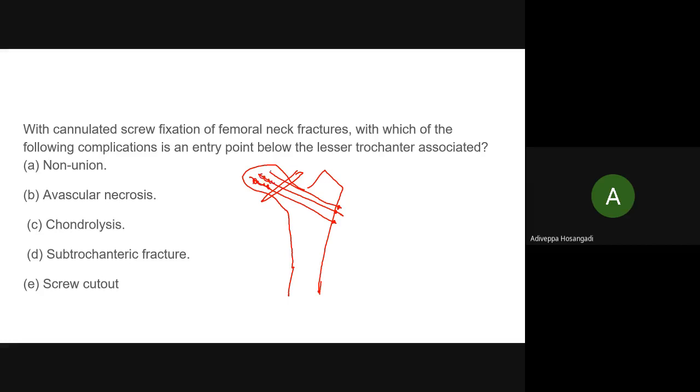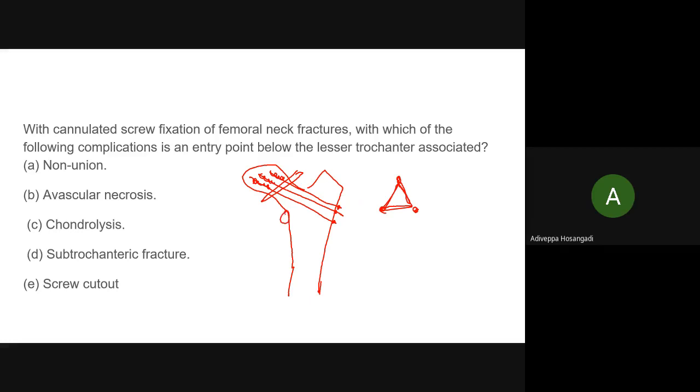These are the threads. They have to be put in an inverted triangle shape. If you see from the side, there's one screw here, one screw here, one screw here. So, inverted triangle if you see from the side. So this is how you do it.